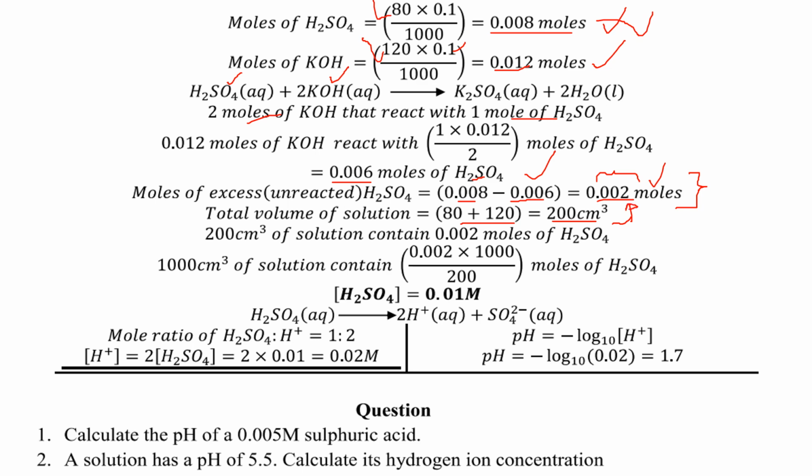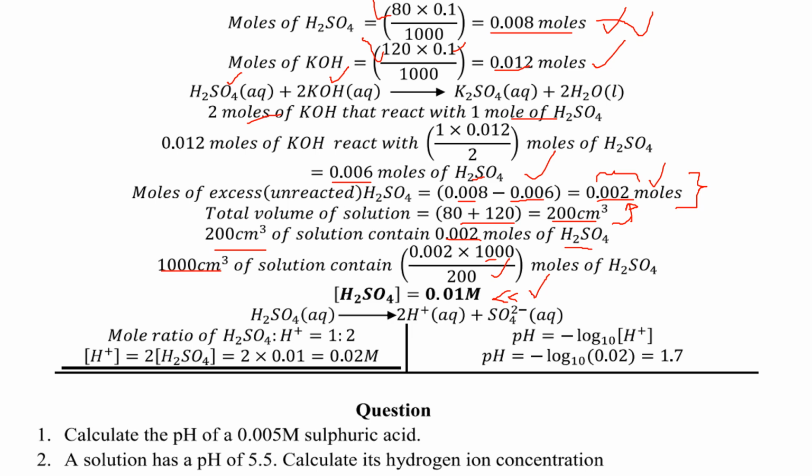Then what about 1000, so that you can get the molar concentration of the acid? So 200 contains 0.02 moles of the acid. What about 1000? The molar concentration is 0.02 multiplied by 1000 divided by 200, and you end up with 0.01 molar of our sulfuric acid.